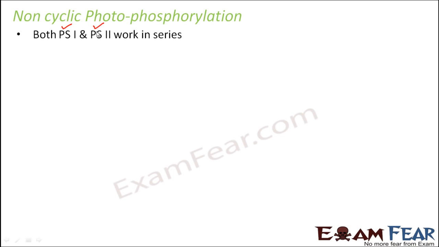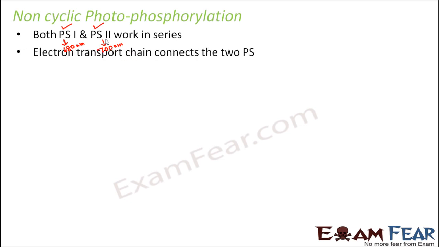So photosystem 1, what was photosystem 1? It was that photosystem which was good at absorbing a light of 680 nanometer, and photosystem 2 was the one which was good at absorbing a light of wavelength 700 nanometer, because both of them have different reaction centers. Now here both the photosystems will be operational. So here PS1 and PS2 are connected by electron transport chain.